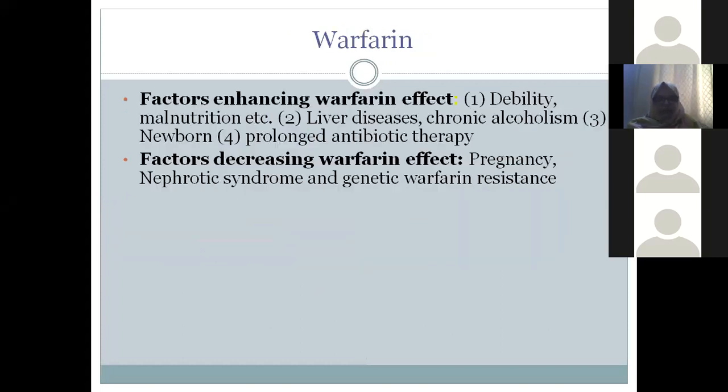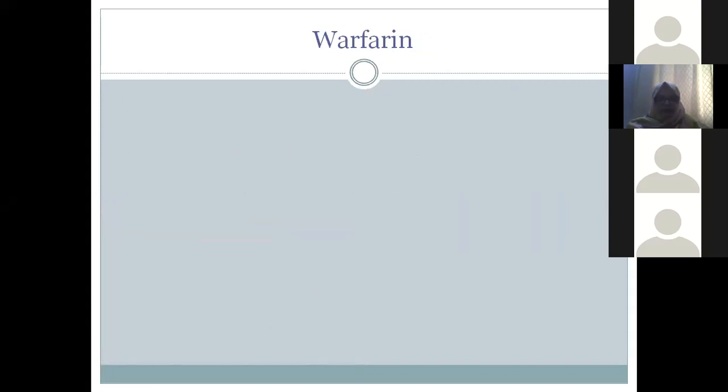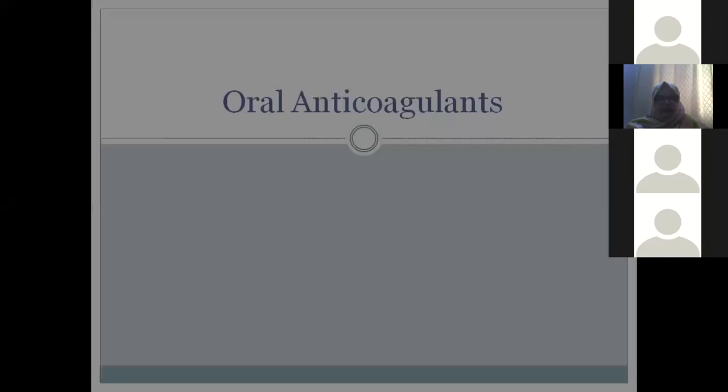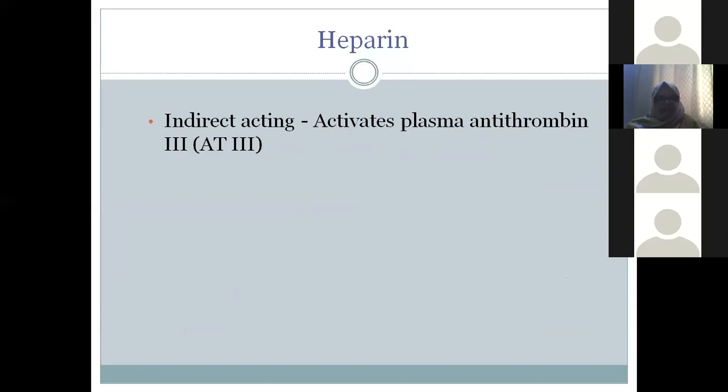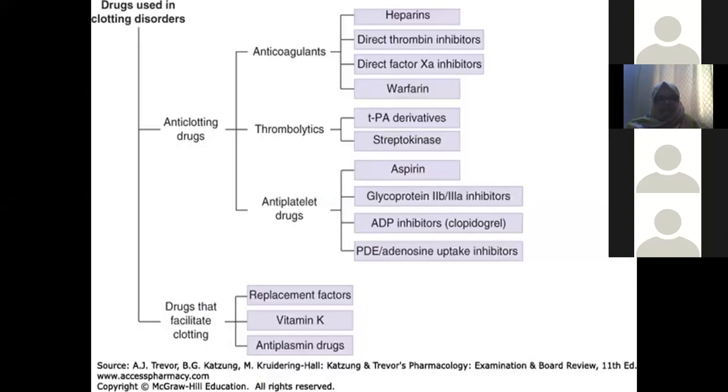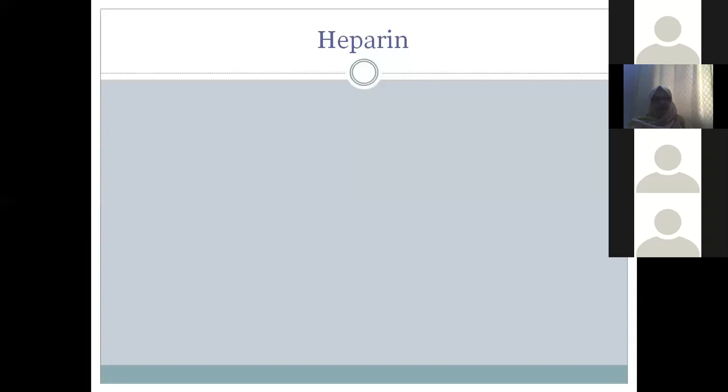So far, we have discussed the coagulants, anticoagulants, right? So in anti-clotting drugs, we are done with anticoagulants, which include heparin, direct thrombin inhibitors, direct factor 10A inhibitors, and warfarin. Let's come to thrombolytics.